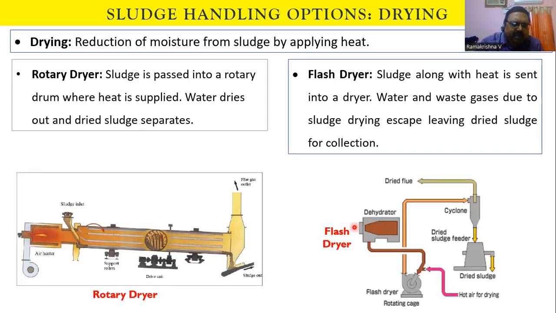Drying is simply reduction of moisture from sludge by applying heat. Then we have a rotary dryer. Now you can see here the rotary dryer. Sludge is passed into a rotary drum where heat is supplied. So this is rotating and heat is supplied here. So ultimately, while the sludge is passing through the drum, it gets dried up, and then the sludge's solids are separated out. Okay, that is the main thing of the sludge rotary dryer.